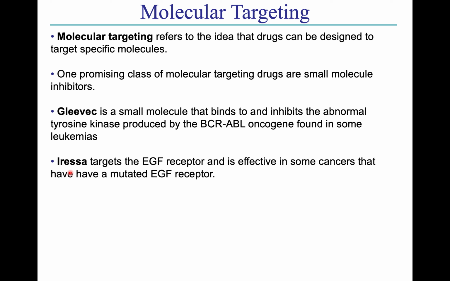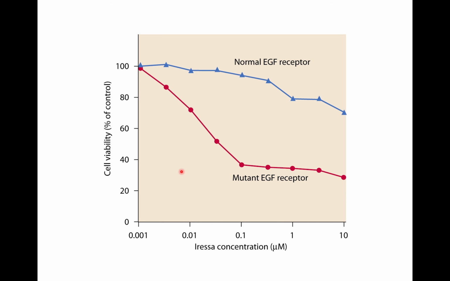Iressa is a designer molecule that'll bind to that epidermal growth factor receptor. So if you have a cancer that's basically being driven by excessive EGF activity, this particular molecule would be very effective. And here you can see just the results of one study. They're looking at cell viability with various Iressa concentrations, and you can see it's preferentially killing cells that have this mutated EGF receptor, while it leaves the normal EGF receptor containing cells alone. So again, very specific and very targeted.